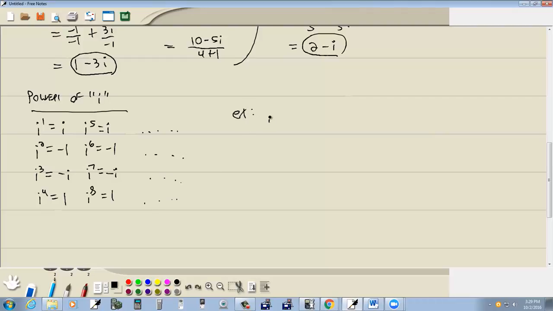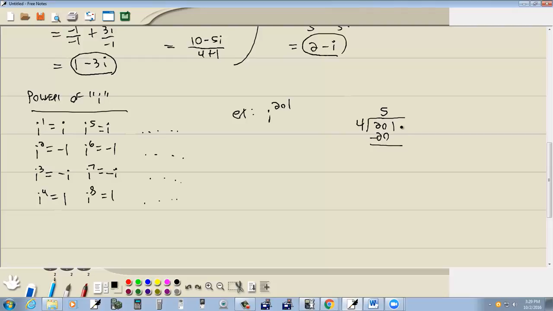Well, if I wanted to find i to the 201st power, for example, I probably don't want to build a table out that far. So we're going to use a little trick. Since they repeat in groups of 4, we're going to divide our original power by 4. And this is old style division. So 4 goes into 25 times. 5 times 4 is 20.